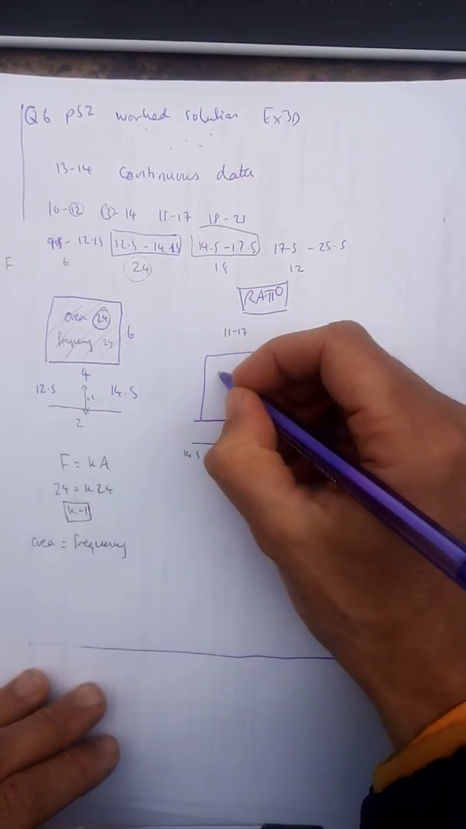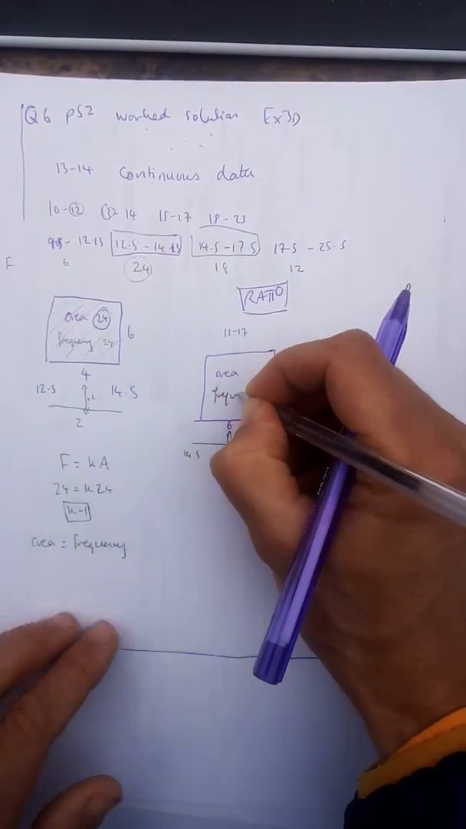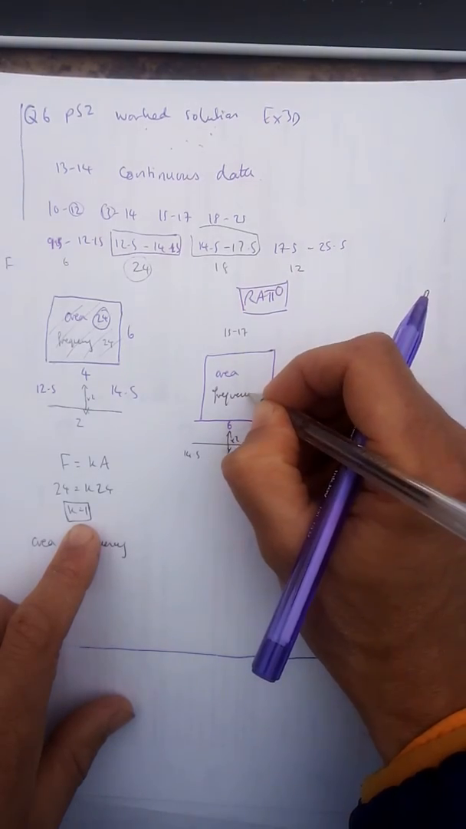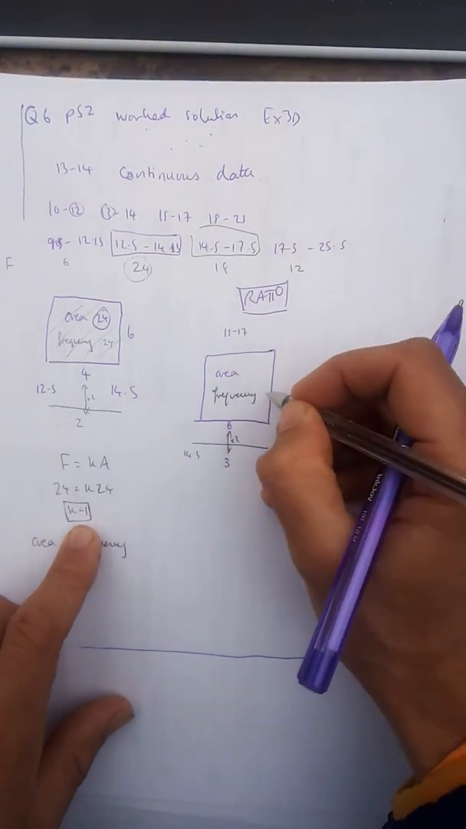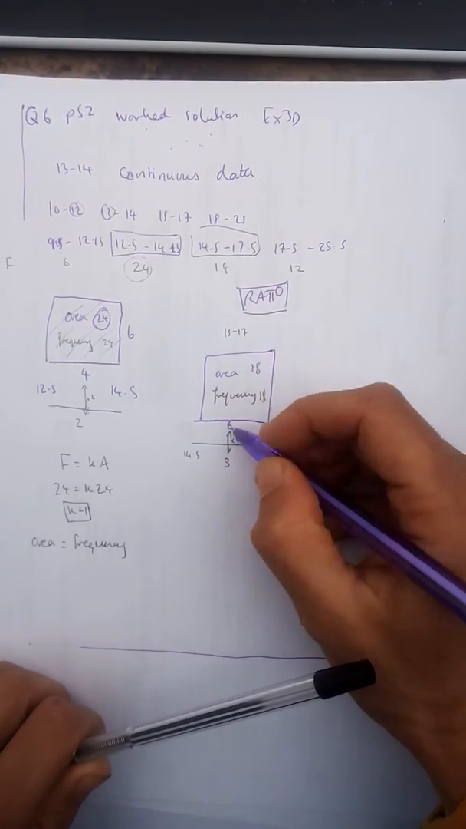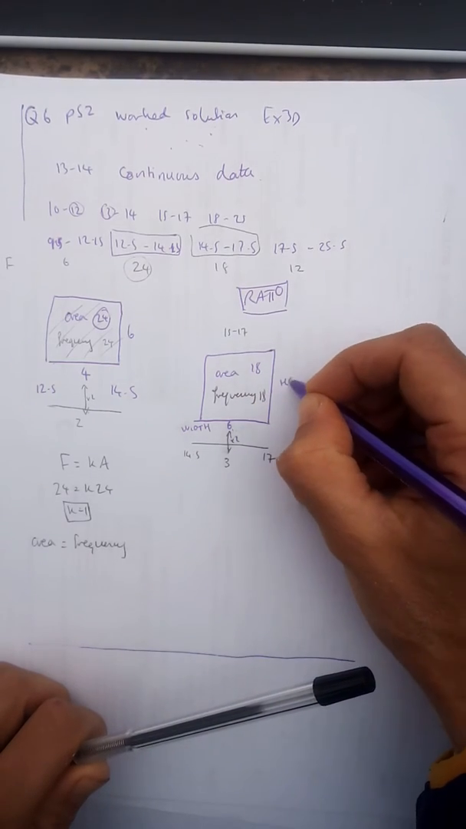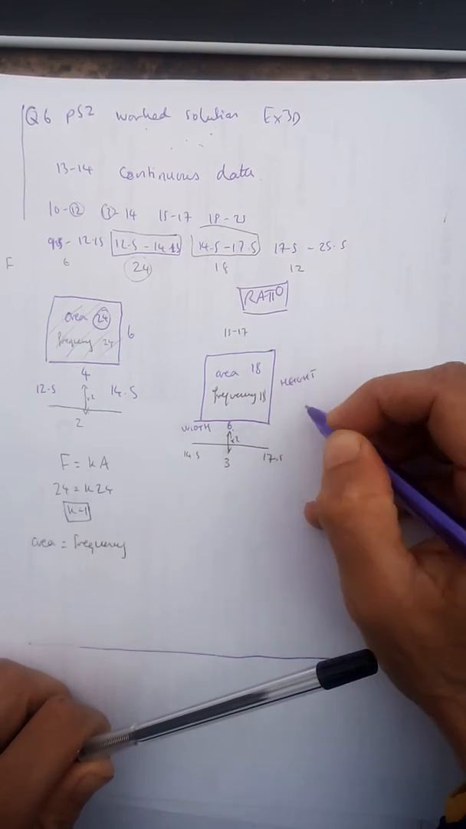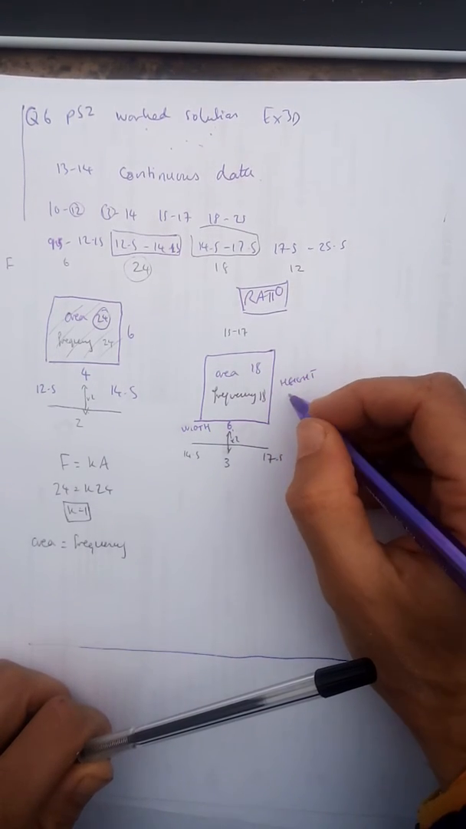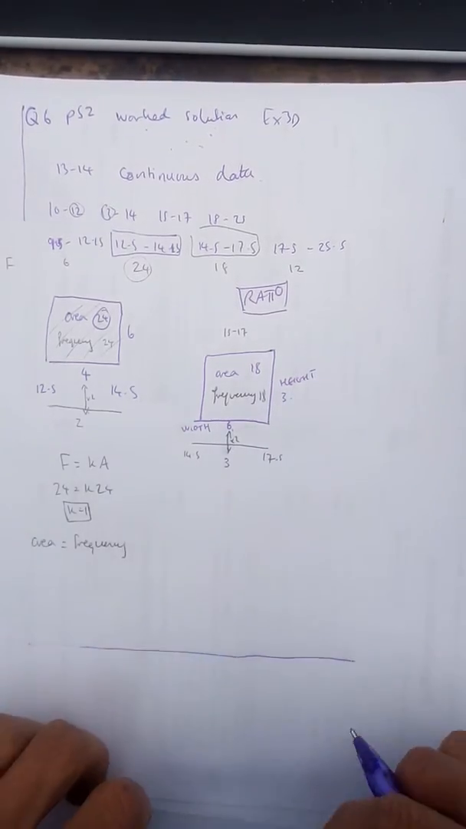Now what's the area going to be? The area is going to be the same as the frequency because k is equal to 1. So the frequency is 18, so that means the area will be 18. We've got a width of 6. I'm going to write that down there, width of 6. So what's the height going to be? Width of 6, area of 18, so the height is going to be 18 divided by 6, which is 3. So there we go. And that is that.